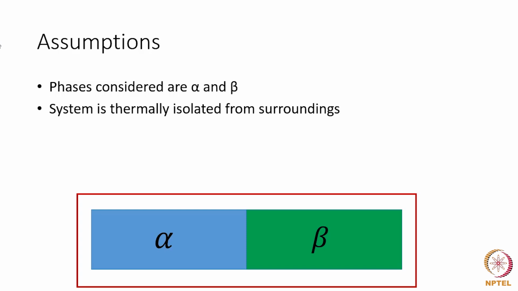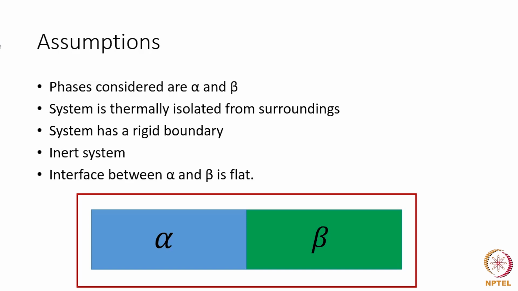The system, which is the box colored in maroon, is thermally isolated from the surroundings, and the system has a rigid boundary. What it means is that we do not have any work being done on the box. There is no volume change in the box, and we consider the system to be inert, which means the species in the regions alpha and beta do not change. And we also assume that the interface between alpha and beta is flat, which is shown here.